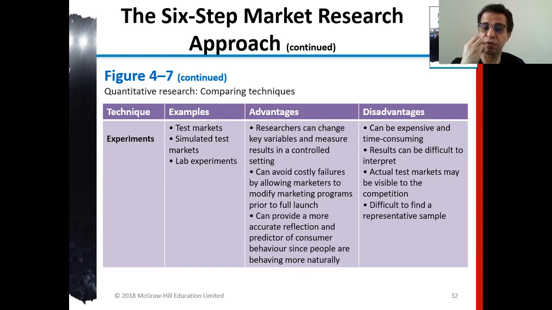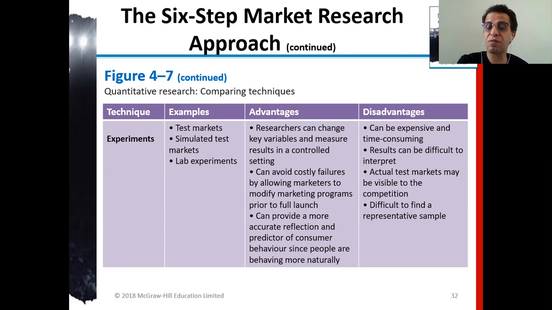The advantage is that the researcher can change a key variable and measure the result in a controlled setting. So you give them two cookies: which one is saltier? He says this one. Then you ask, is it salty enough? He says, not sure. Then you give another, saltier cookie. Is it saltier? Yeah, but not good enough. One by one, you increase it until he says that's really salty, so you know which cookie is more fatty and which is really salty. So the researcher can change key variables and measure the result in a controlled setting.